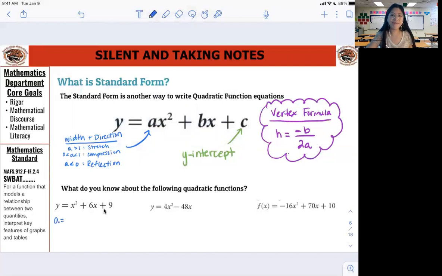What's A? A is 1. Neutral. So no stretching. It's neutral. All right, what else? Upward or downward? Upward. And 9 is our y-intercept. Good. Do we know anything else just by looking? No. If you want to find the vertex, you can use the vertex formula, but just by looking, that's all. Okay, number 2. What do I know?